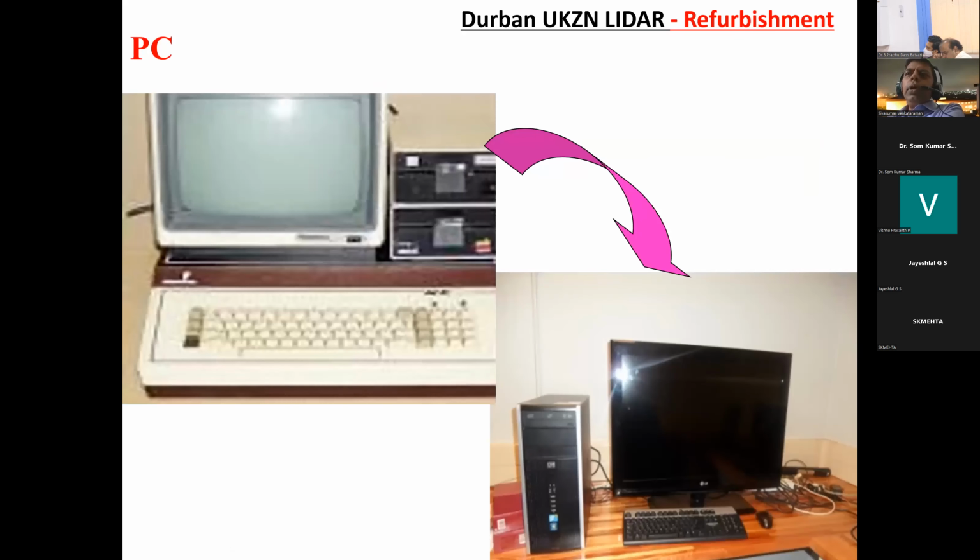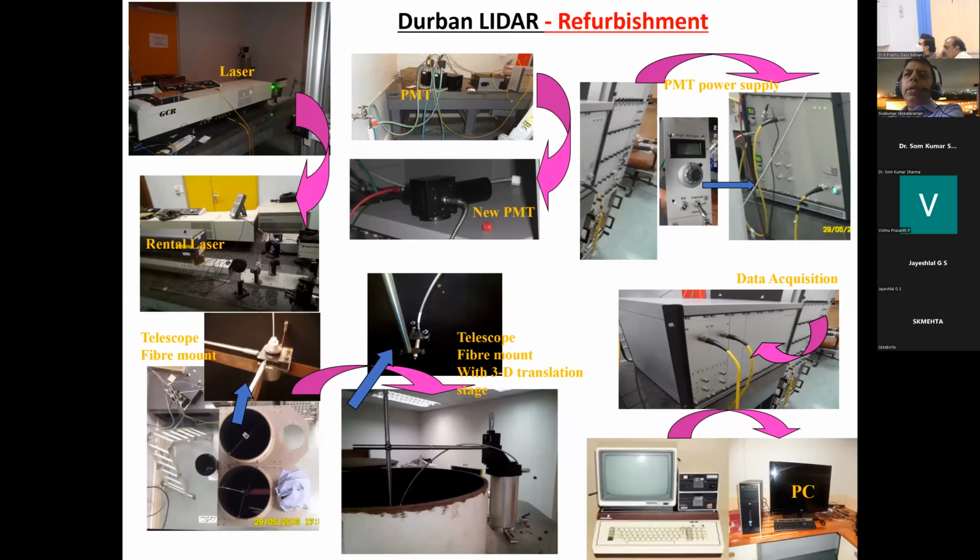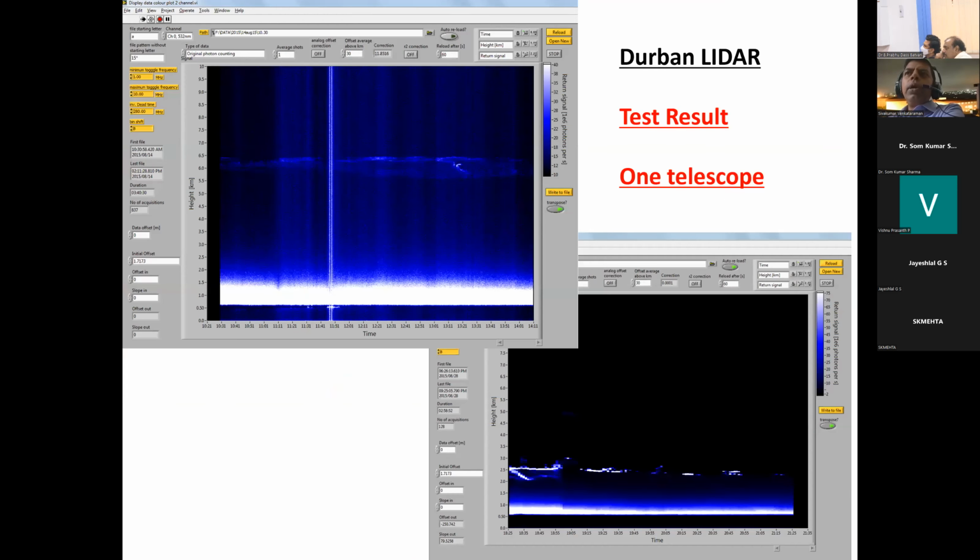Of course, the PC and everything. So we changed almost everything. These are the changes that have been made. Then we made the system operational again, and it has been operating again from 2015. We are continuously observing the atmosphere.